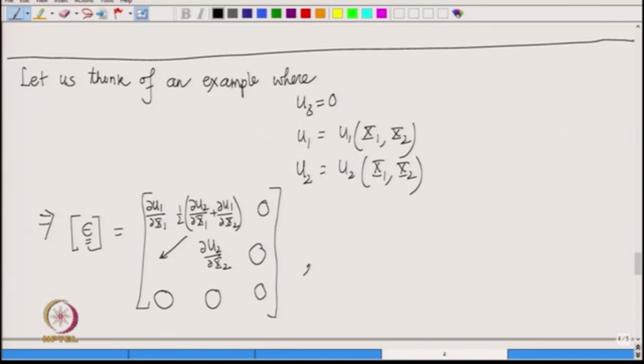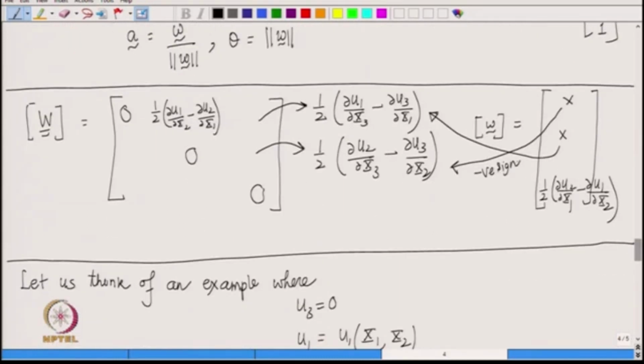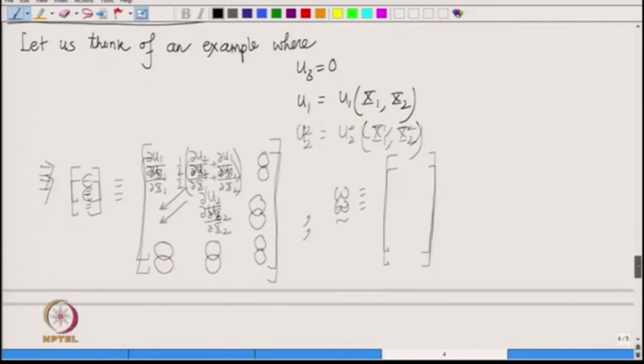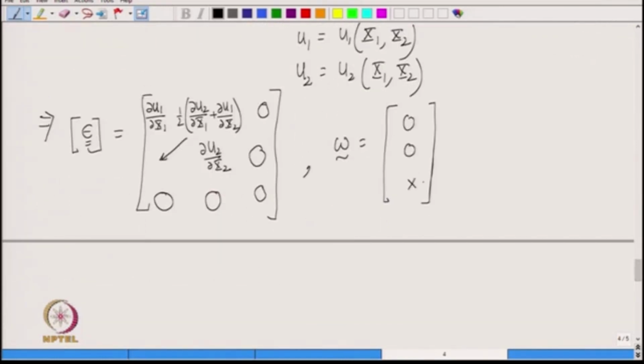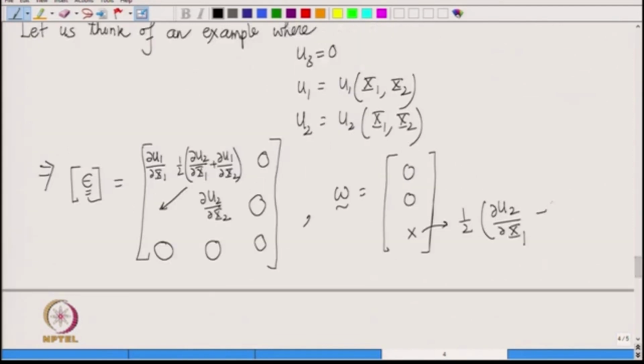Likewise, what can we say about the W, the axial vector W? Look at it here. The first component is del u 2 by del x 3 minus del u 3 by del x 2. So, that is 0, right, because u 2 does not depend on x 3 and u 3 is 0. Likewise, the second component is also 0 and it has got only the third component. Okay. So, we can write it here. So, it is 0 0 and this component is half of del u 2 by del x 1 minus del u 1 by del x 2, correct. All right.